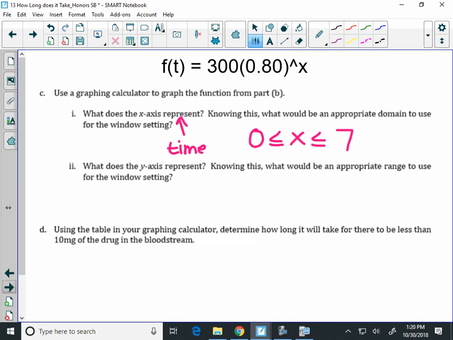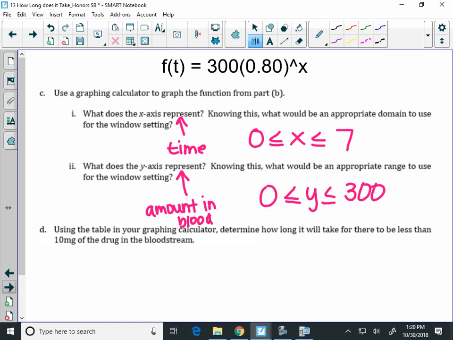Make our graph. And then I want the y-axis. Now, when I look at the y-axis, that is the amount of the medicine in your blood. We have to figure out a maximum and a minimum here. So how low do you think we can get our medicine to go? Well, that's how high. That's what we start with, right? So our highest amount is 300. That's where we start. Can I go any lower than 0 with the medicine? No. So we'll go from 0 to 300. That will be your window setting.